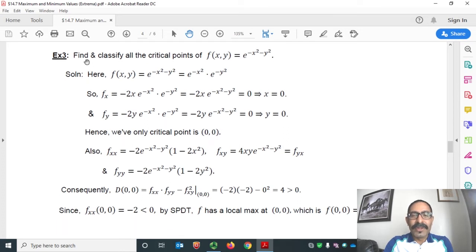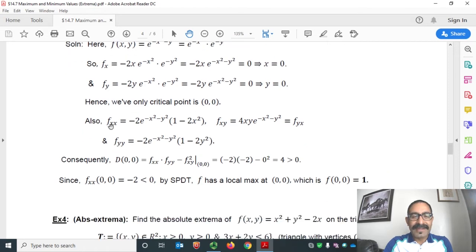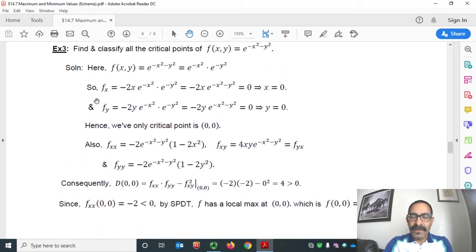Now we found the critical points. To classify the critical points as local max, local min, or saddle, we have to use the second partial derivative test. That means we need to find the second derivatives, find the discriminant, and see the sign of the discriminant. That's the idea. Okay, so let's find fxx. Here we already found fx. Use the product rule as well as the chain rule. And here is fxy, here is fyy, here is fyx. I hope these partial derivatives make sense to you all.